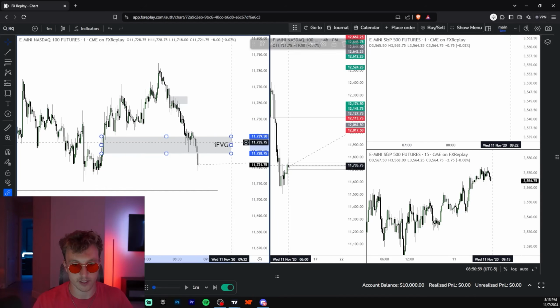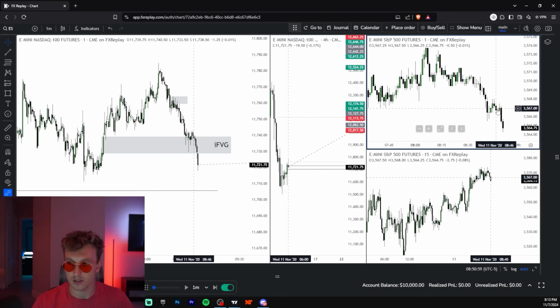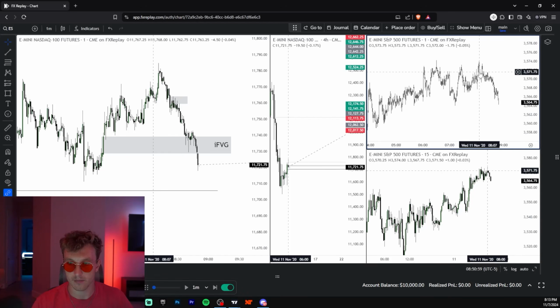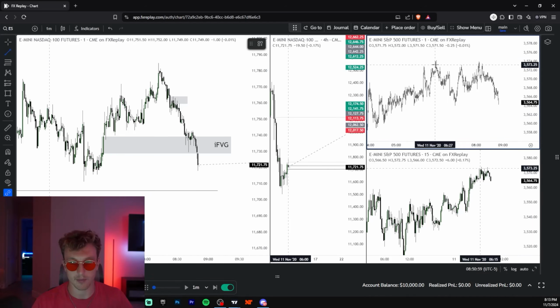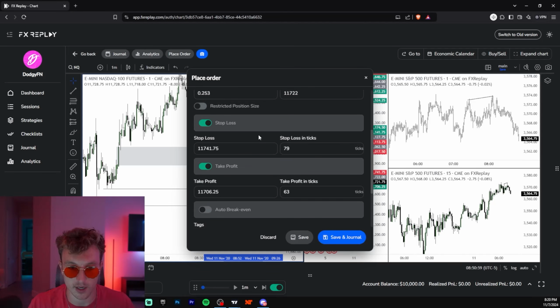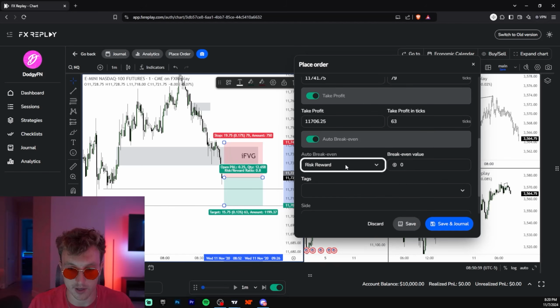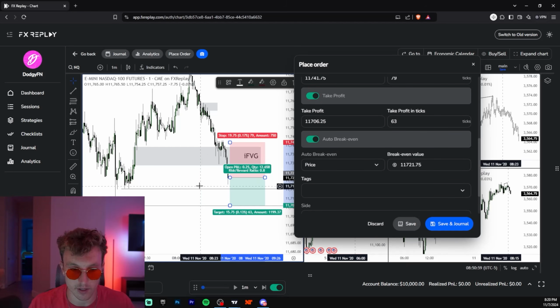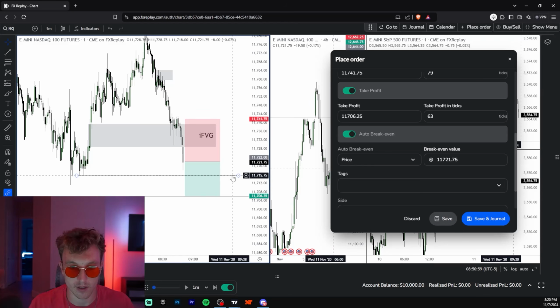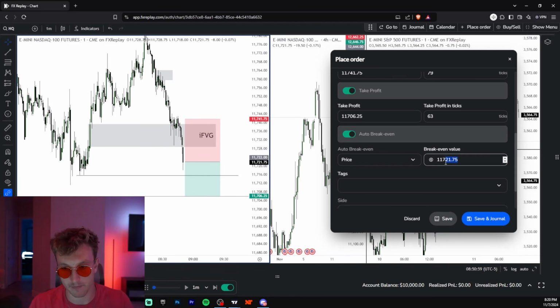Let's just check for some things on the checklist. All right. So if I go to ES, is there an SMT? No, there's not a bullish SMT. There looks like there is a bearish SMT at the top, where you can see here. Okay. All right, place order. 1%. We need to get this to work somehow. Auto break even. Go to price. We need the auto break even to be at 11.17.